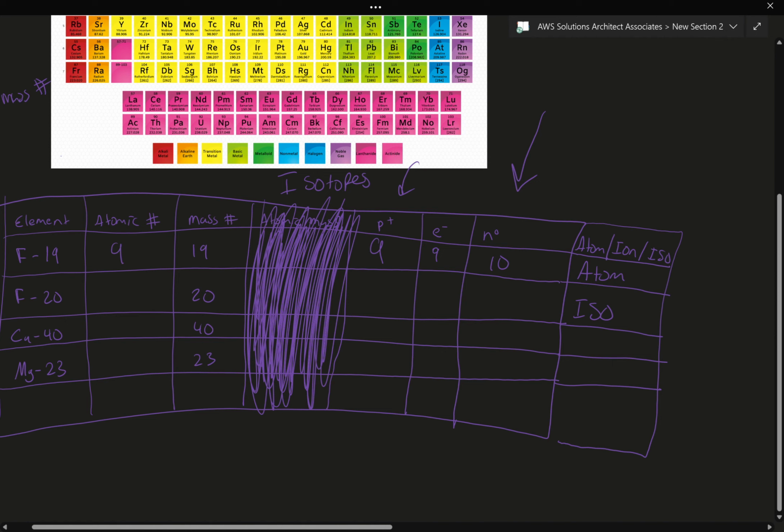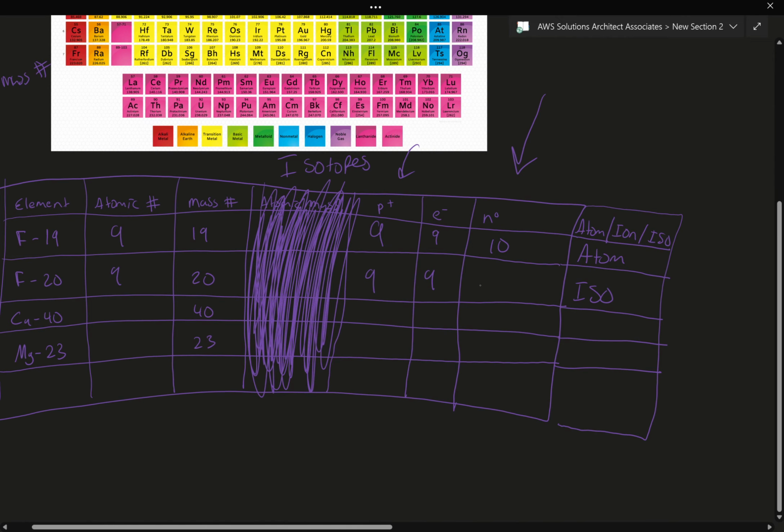Now let's do the same for fluorine 20. The atomic number of fluorine 20 is 9. The mass number of fluorine 20 is 20. The number of protons for fluorine 20 is 9. The number of electrons for fluorine 20 is 9. Now the number of neutrons for fluorine 20 is 20 minus 9, and that will give you 11.